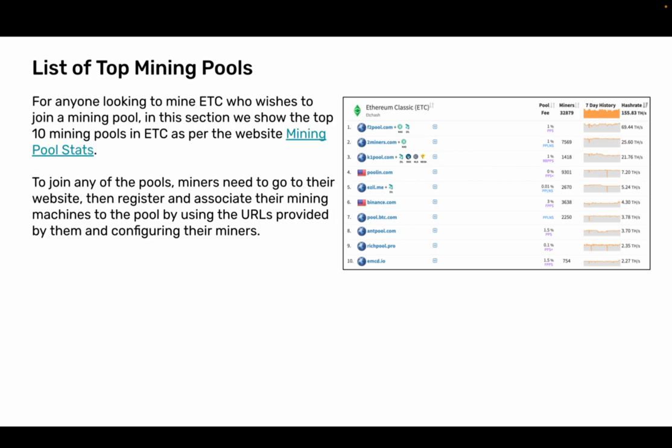List of top mining pools. For anyone looking to mine ETC who wishes to join a mining pool, in this section we show the top 10 mining pools in ETC as per the website Mining Pool Stats. To join any of the pools, miners need to go to their website, then register and associate their mining machines to the pool by using the URLs provided by them and configuring their miners.